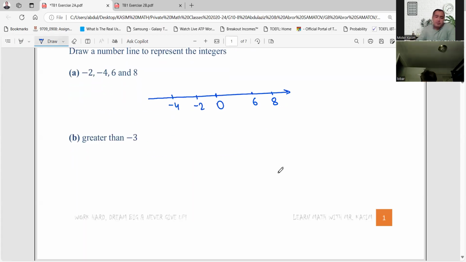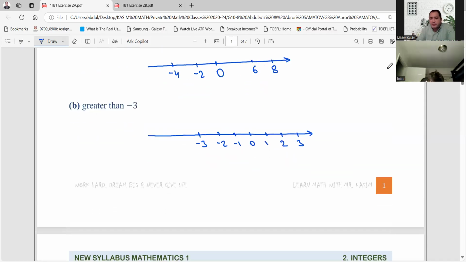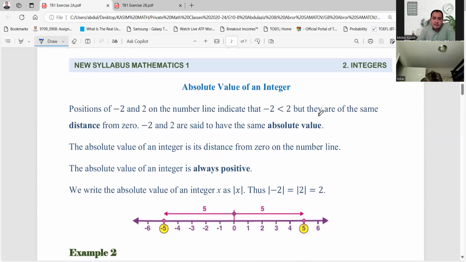Okay. And how about numbers greater than negative 3? So we draw a number line. And here we put negative 3. And all numbers to the right are greater than negative 3, like negative two, negative one, 0, 1, 2, 3, right? I can write here negative two, negative one, 0, 1, 2, 3. All these numbers to the right are greater than negative three. Okay, this is just some idea about integers.